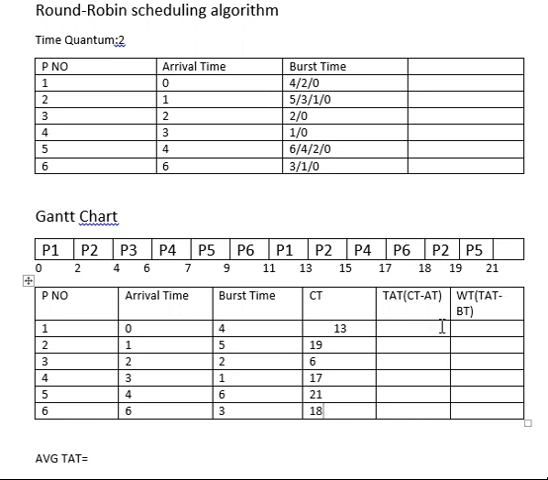Right, next we have turnaround time, and we know turnaround time is completion time minus arrival time. So completion time 13 minus 0 is 13. Next is 19 minus 1, this minus this is 18. 6 minus 2 is 4. 17 minus 3, 14.